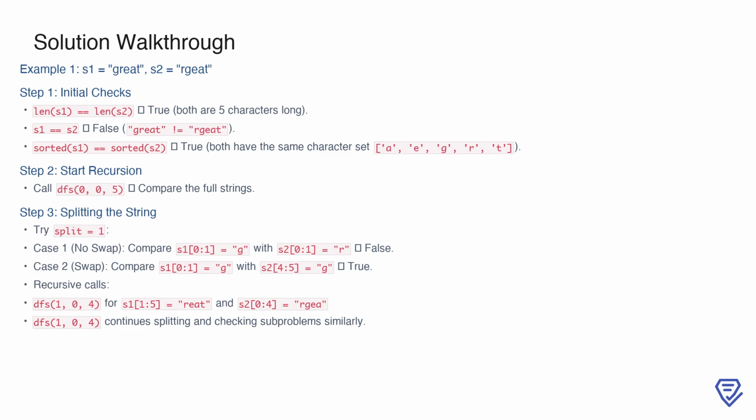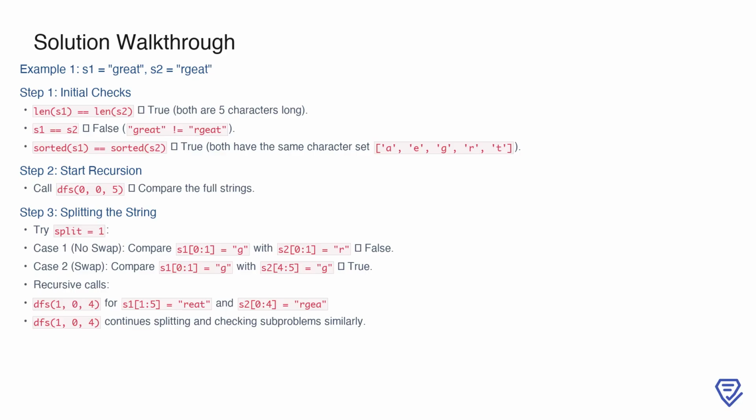The first step involves some initial checks. We confirm that both strings are of equal length, which is true since they each have 5 characters. Next, we check if the strings are identical, which they are not, as "great" is not equal to "rgeat". Finally, we verify if they contain the same set of characters by comparing their sorted versions. Since both strings share the character set A, E, G, R, T, this check passes. With these preliminary validations complete, we initiate the recursion by calling the DFS function with parameters to compare the entire strings.